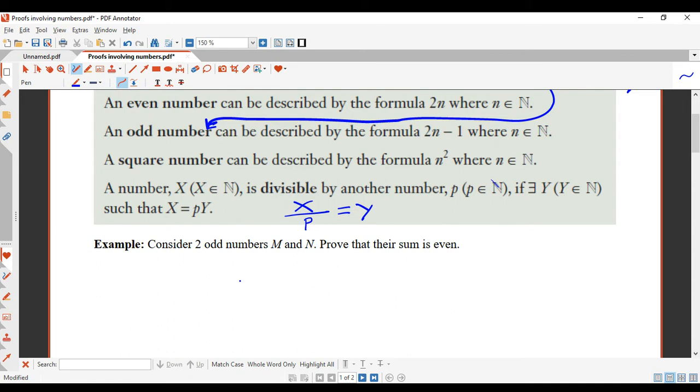Now let's have a look at the first example. Consider two odd numbers, m and n. Prove that their sum is even. For this question, we're going to start off by saying m is equal to 2m minus 1, where m is an element of the natural numbers. And the other thing we're going to say is that n is equal to 2n minus 1, where n is an element of the natural numbers.